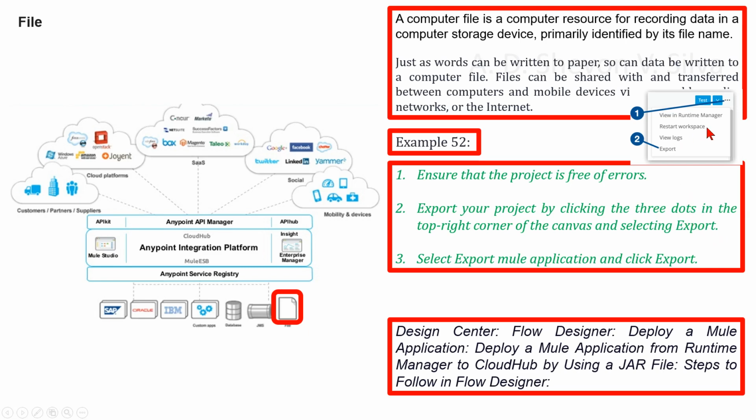The three dots are to the right of the button that is labeled with a down arrow. The Export option is at the bottom of the menu. Select Export Mule application and click Export. A JAR file containing a copy of your Mule app is downloaded to the default location on your computer.